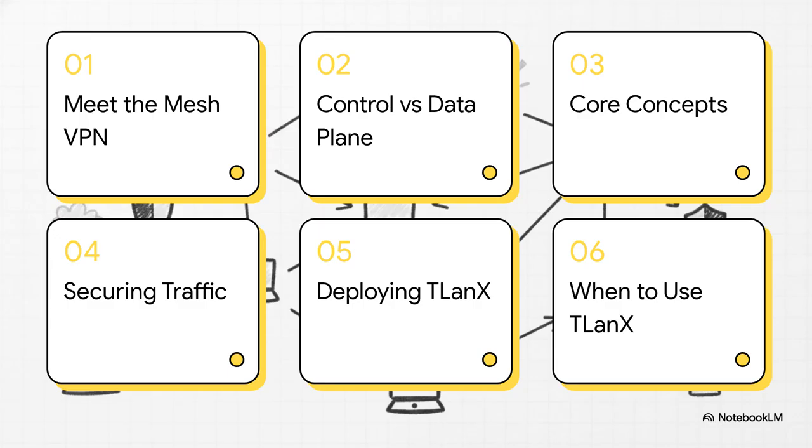Okay, let's dive into this. We've got this broken down into logical, bite-sized chunks so we can cover the whole shebang easily. First, we'll meet the mesh VPN. Then we'll look at the control versus data plane, unpack the core network concepts explained, get into shaping and securing traffic, check out deploying TLanX in action, and finally figure out exactly when to use TLanX.